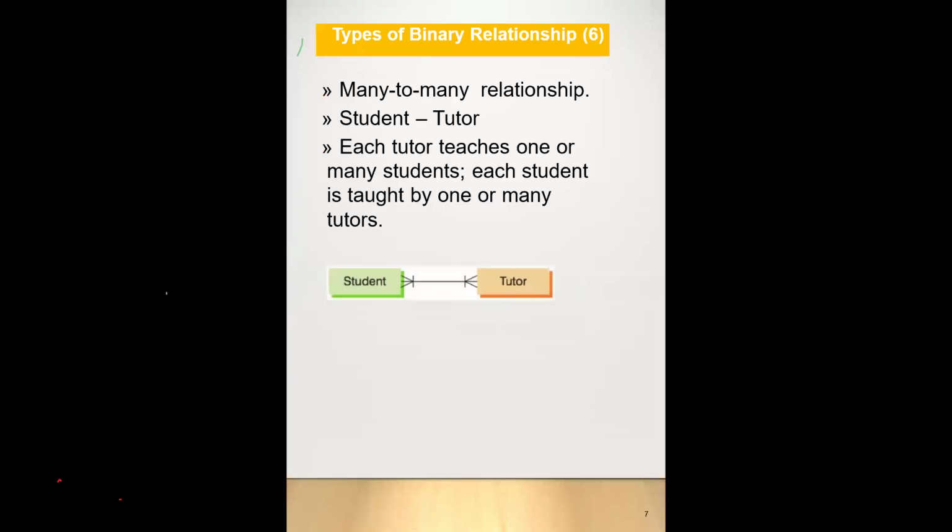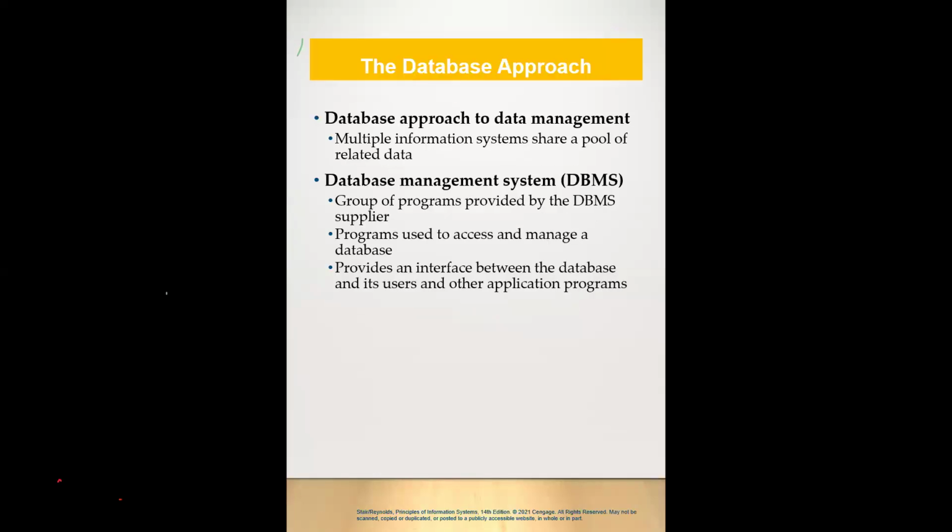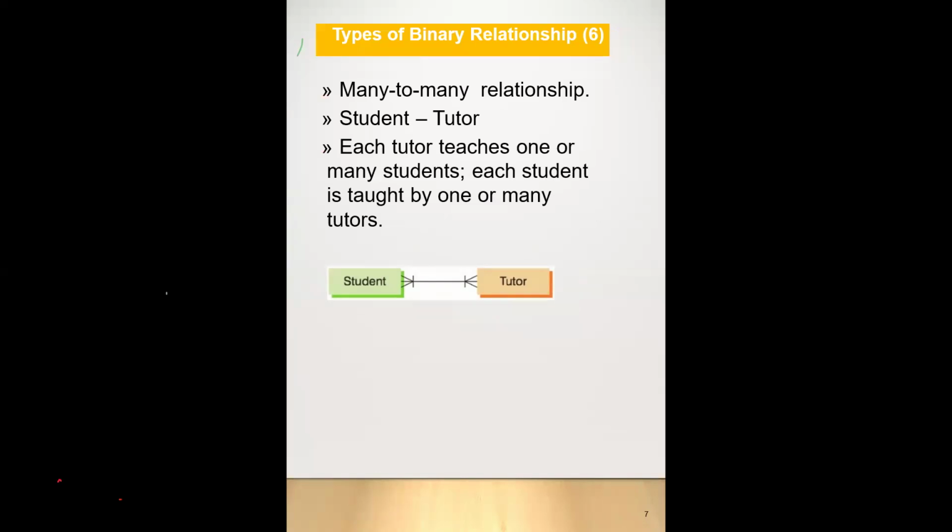So we have the last one. I think that will be the last one. So, many to many relationship. That is where we have student and tutor. Here we can replace student with male, and then replace tutor with what? Female. And then we can get our class.